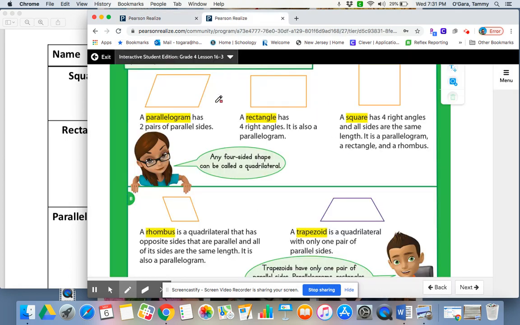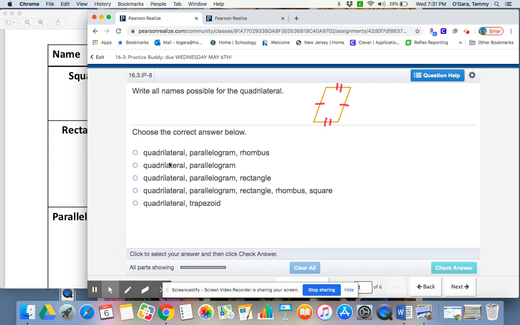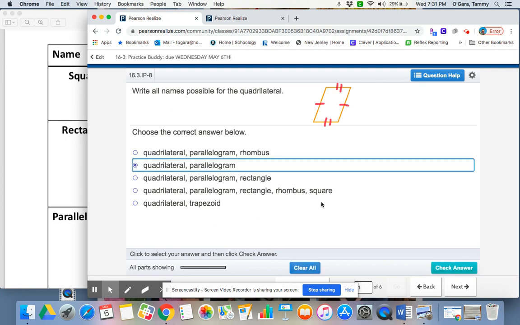So looking at my book and looking at the definitions they give, I'm thinking it might be a parallelogram because a parallelogram has two pairs of parallel sides. It does not have any right angles, which means it's not a rectangle, and all four sides are not the same length, which means it's not a square or a rhombus. So looking at the choices, I have quadrilateral, parallelogram, rhombus. It can't be the rhombus because a rhombus has all four sides the same length. I have quadrilateral and parallelogram, so I'm going to choose that one.